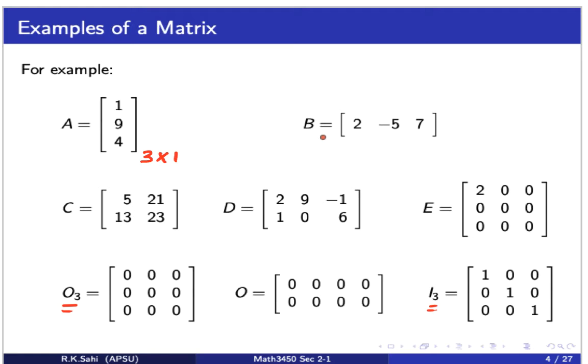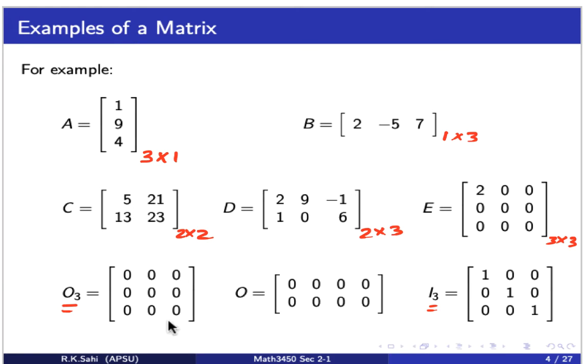Now matrix B has 1 row but 3 columns. So we write it as 1 by 3. Matrix C has 2 rows and 2 columns. Now D has 2 rows and 3 columns. Matrix E has 3 rows and 3 columns. It doesn't matter, guys, if I write the size on the top next to it. I'm just using a convention to make my life simple.